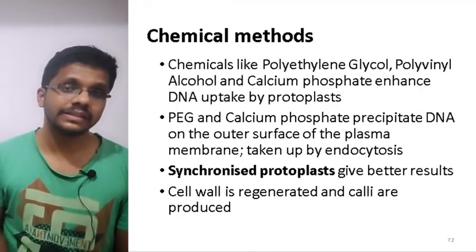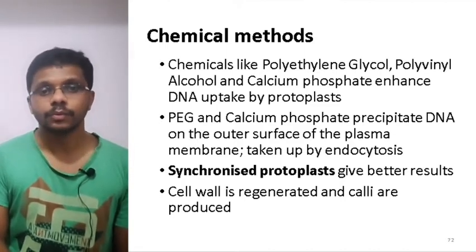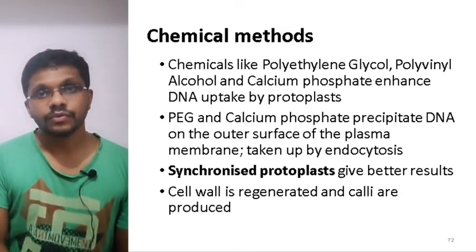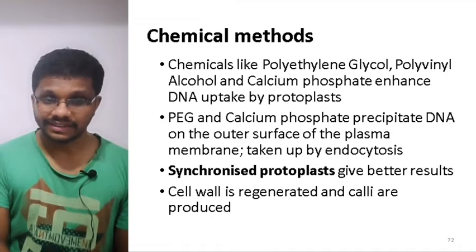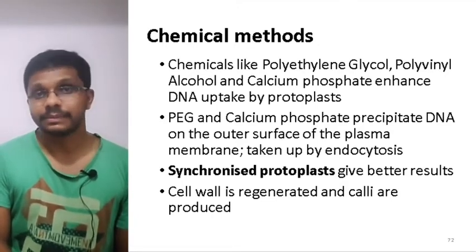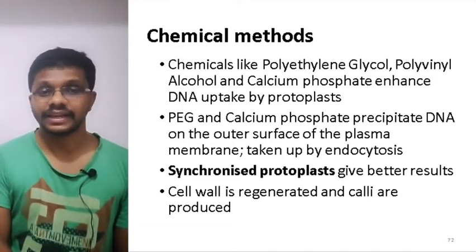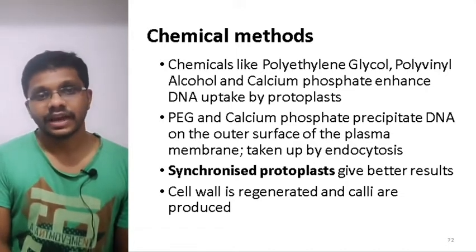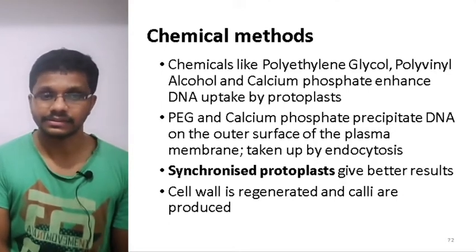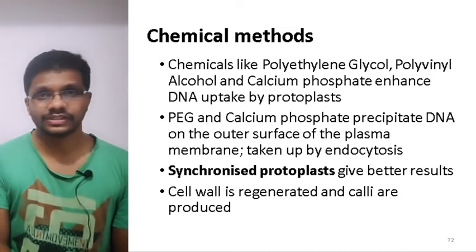So, the chemical methods. We can use different chemicals to improve gene transfer in plants, which includes polyethylene glycol or PEG, polyvinyl alcohol, and calcium phosphate. For PEG and calcium phosphate, the principle is the same as with animal cells. It will precipitate the DNA on the surface of the plant cell, and then the plant cell will take it up using endocytosis. If you are using synchronized protoplasts for these chemical methods, the results will be better, and most of the experiments use protoplasts.